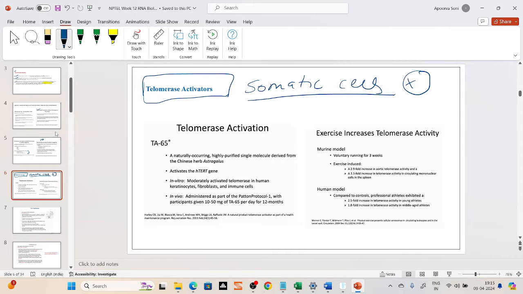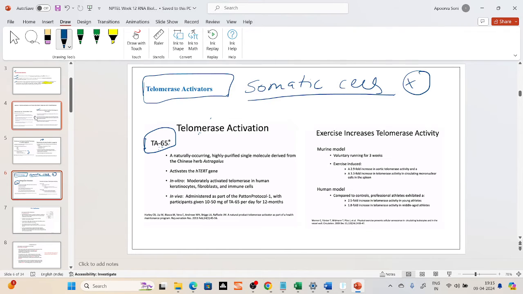There is one such molecule which is known as telomerase activator, TA65. Okay. And this molecule can enhance the activity of telomerase. Therefore, this molecule is known as telomerase activator because it is causing the activation of telomerase enzyme. Fine. So this TA65 is a naturally occurring, highly purified single molecule derived from the Chinese herb astragalus, and it activates the HTERT gene.